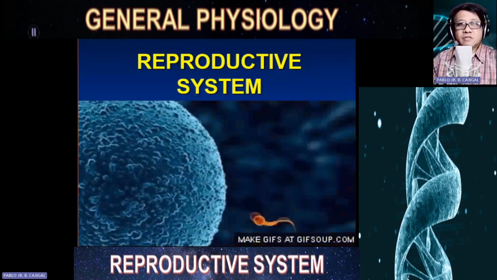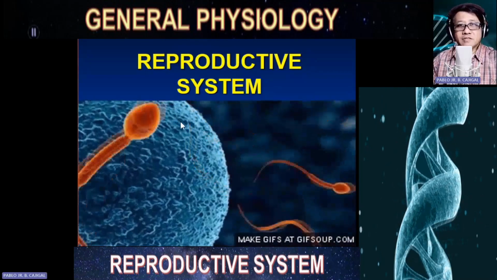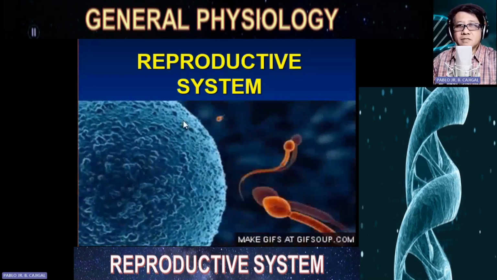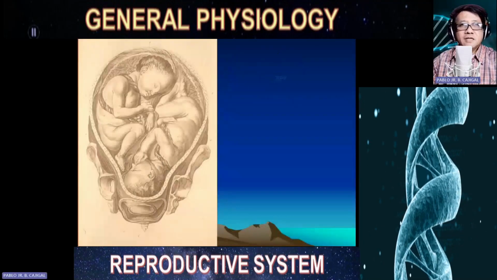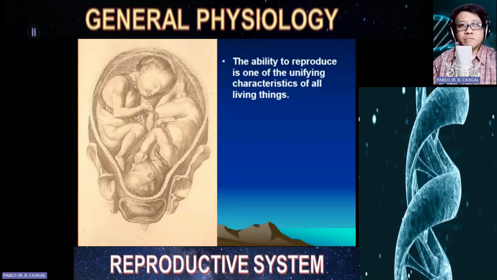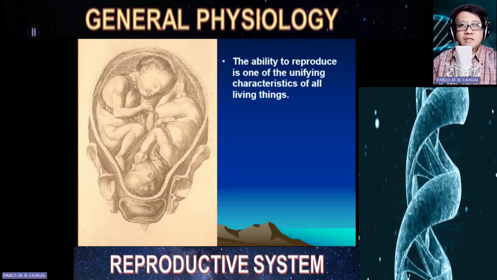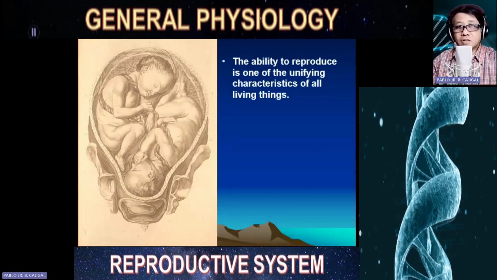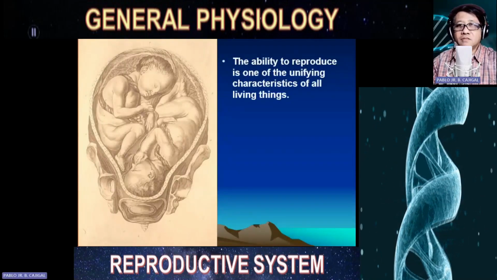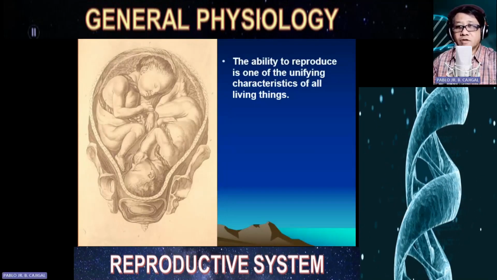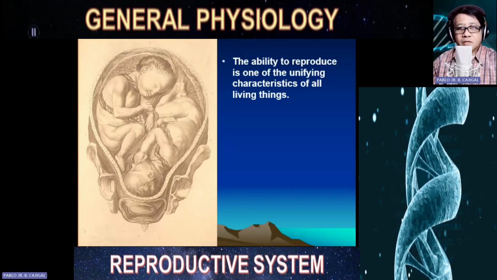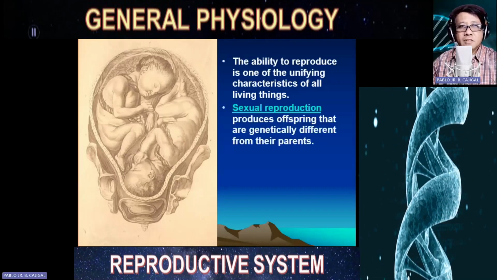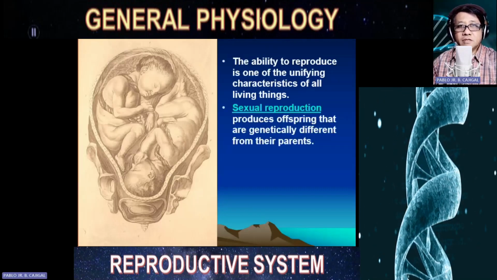Alright, so to start with this lesson on the reproductive system, let's have this introduction to the lesson. The ability to reproduce is one of the major characteristics of all living things. That makes us different from non-living things, because non-living things have no ability to reproduce. And there are two types of reproduction.